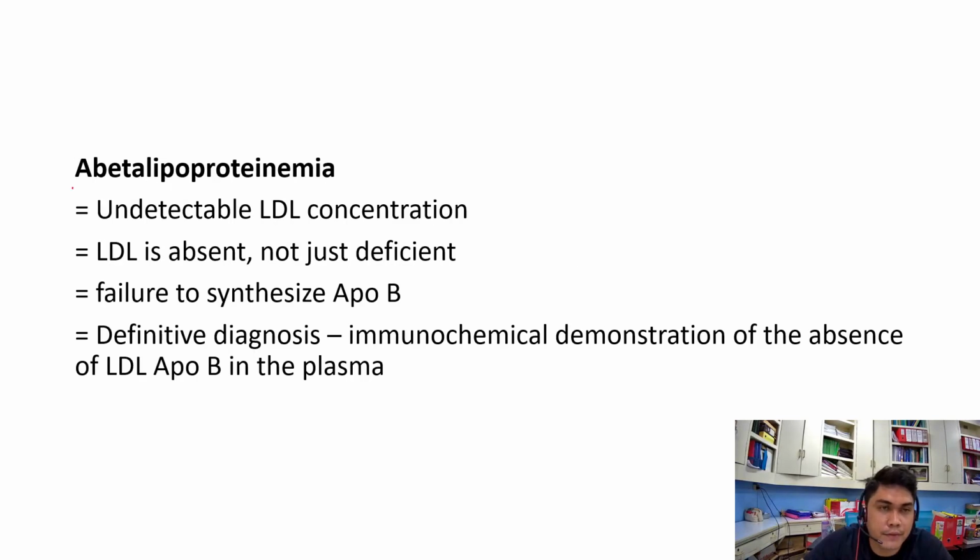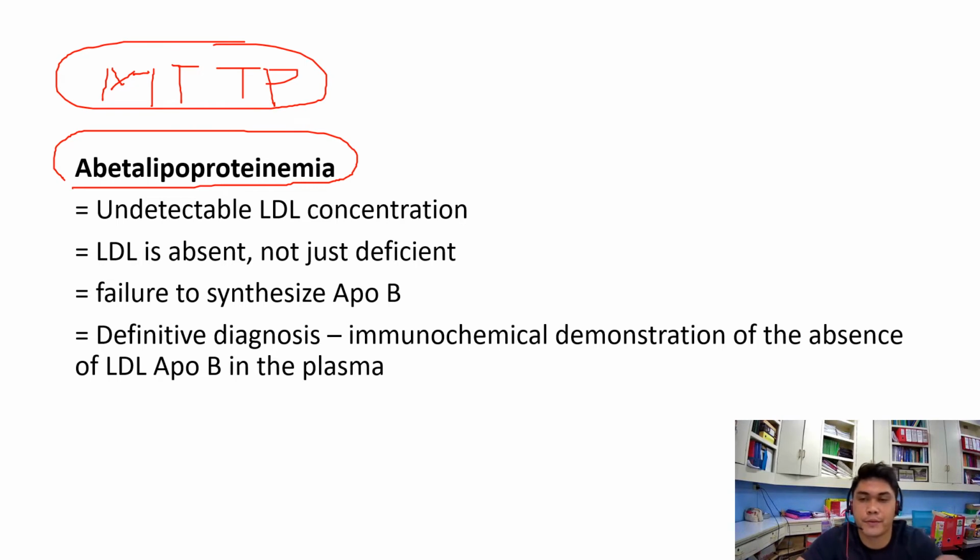Next is abetalipoproteinemia. In abetalipoproteinemia, there is a mutation in the MTTP gene. For Tangier's, you have an ABCA1 gene mutation; for abetalipoproteinemia, you have an MTTP gene mutation. MTTP is the microsomal triglyceride transfer protein gene. If there's a mutation in the MTTP gene, this leads to decreased synthesis or decreased production of ApoB.